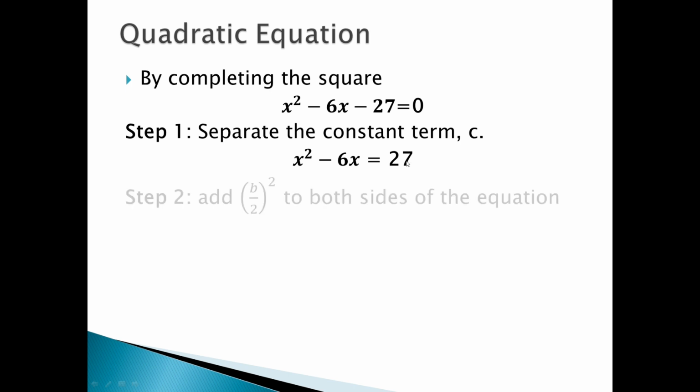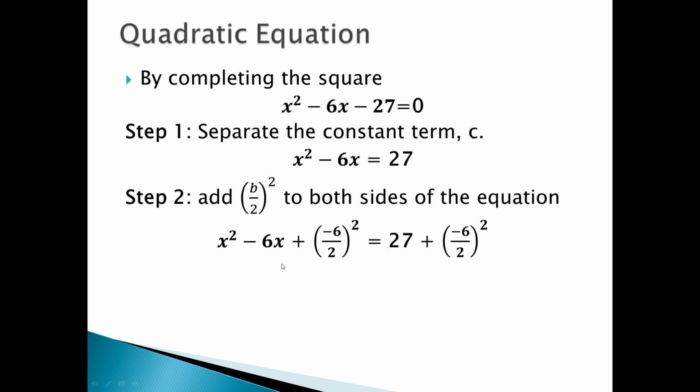Then step 2, we add b over 2 quantity squared to both sides of the equation. Okay, what's b over 2 quantity squared? b is the coefficient of the middle term, which is x. In this case, b equals negative 6. So we add it to both sides. We have here x squared minus 6x plus b over 2 quantity squared, wherein b is negative 6. We have negative 6 over 2 quantity squared. We also add it on the other side. So that's 27 plus negative 6 over 2 quantity squared.